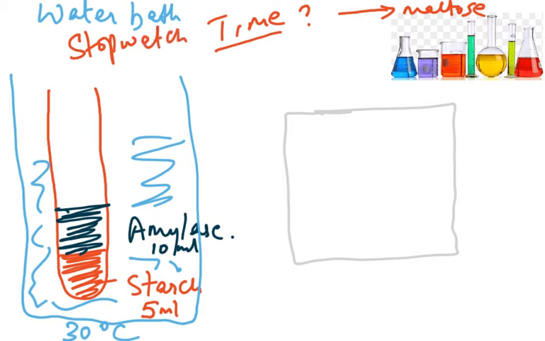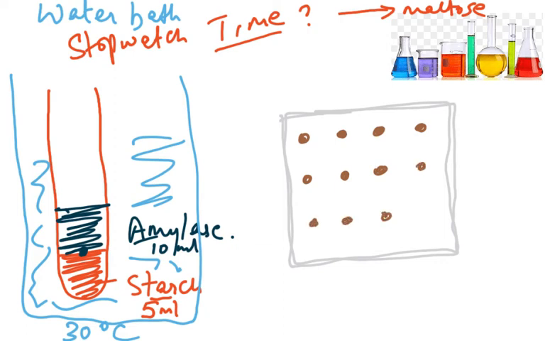The stopwatch starts when we have mixed the two things, the starch and the amylase. As soon as we mix it, we take a drop from here. Before that, we take a white tile and place drops of iodine solution on it. So there's iodine here, iodine here, iodine here, at a short distance from each other so that they don't mix with each other.